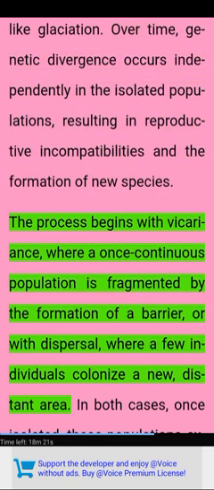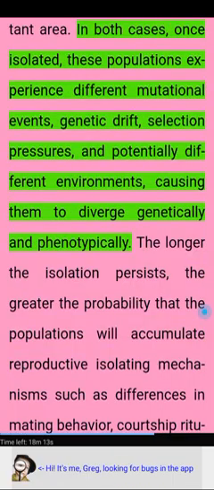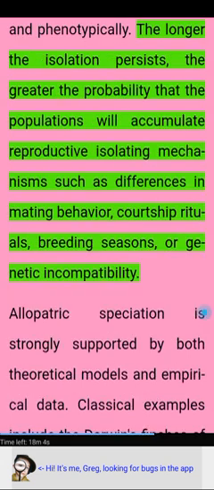The process begins with vicariance, where a once continuous population is fragmented by the formation of a barrier, or with dispersal, where a few individuals colonize a new, distant area. In both cases, once isolated, these populations experience different mutational events, genetic drift, selection pressures, and potentially different environments, causing them to diverge genetically and phenotypically. The longer the isolation persists, the greater the probability that the populations will accumulate reproductive isolating mechanisms such as differences in mating behavior, courtship rituals, breeding seasons, or genetic incompatibility.